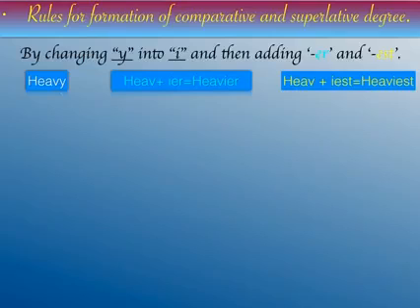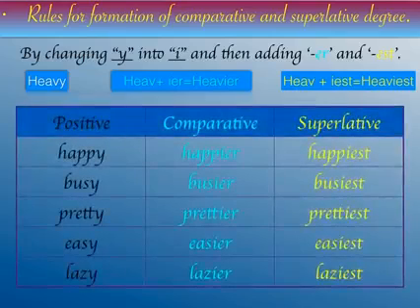Now let's see some more example. The first one is happy, which is a positive degree and it has a consonant at the end of the word, that is Y, and so we would be changing it into I and then adding ER to form a comparative degree, that is happier. And in the superlative form, we would first replace the Y with I and then add EST, that is happiest.